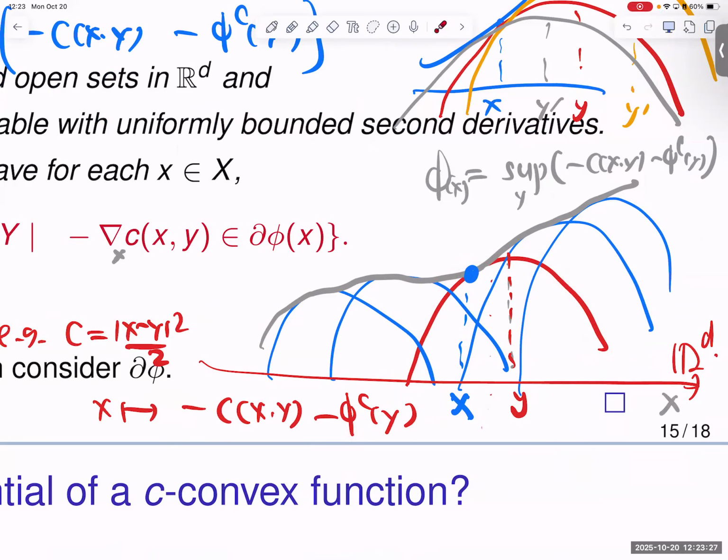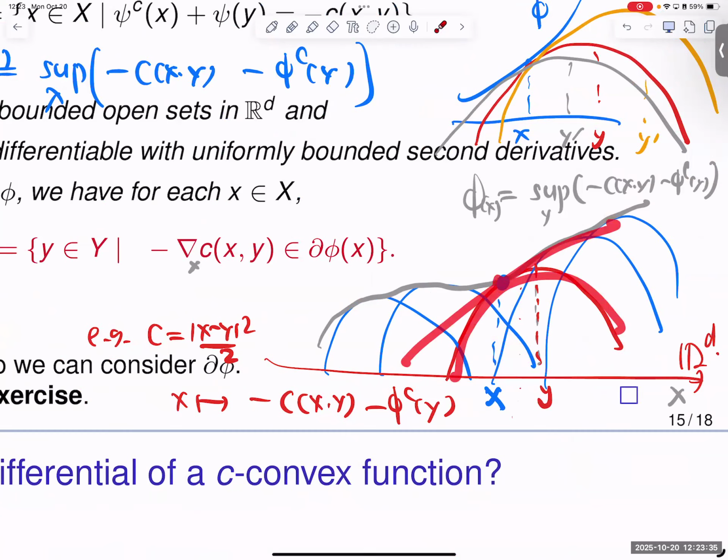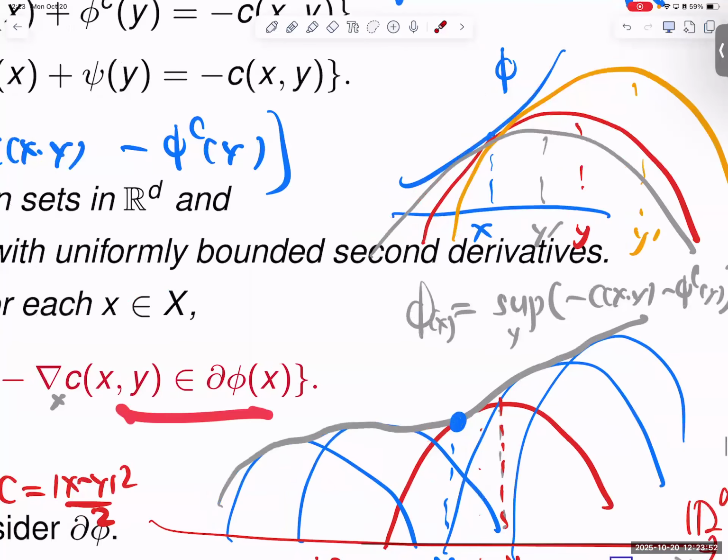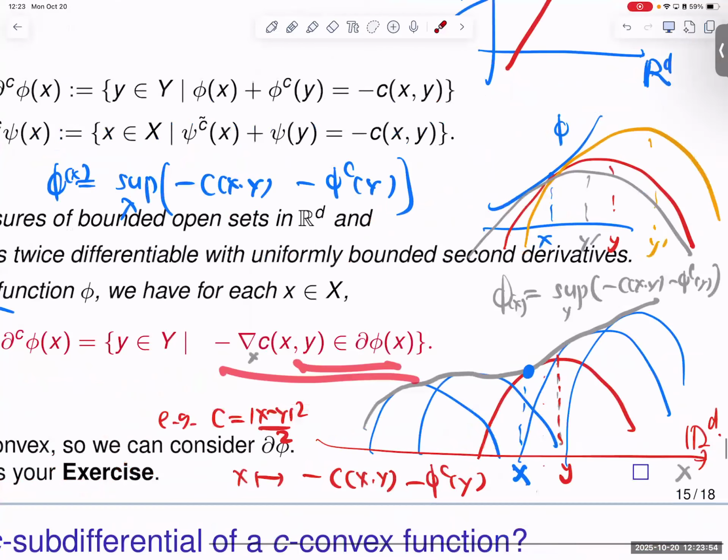Then it means you consider the slope of this function. And the meaning of this is that the slope of this supporting function belongs to the subdifferential of the original function, phi. Because of this picture, it's obvious, right? When they touch this way, then this slope should be the slope of phi. That's the meaning of this relation. Is that clear?